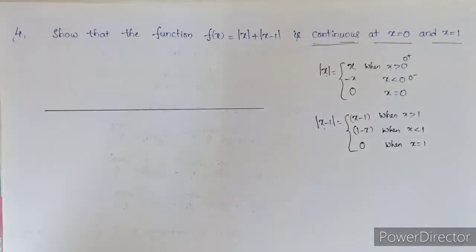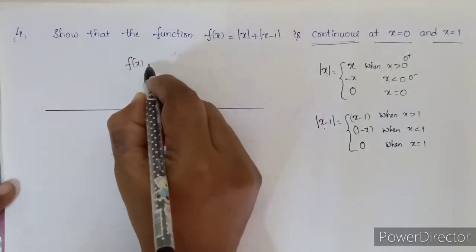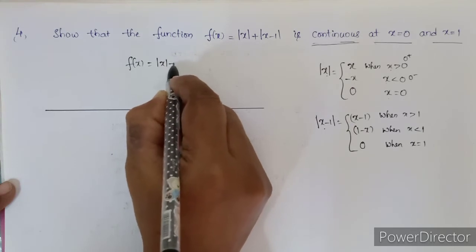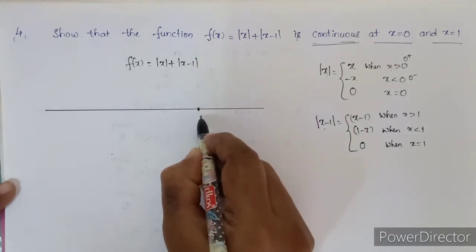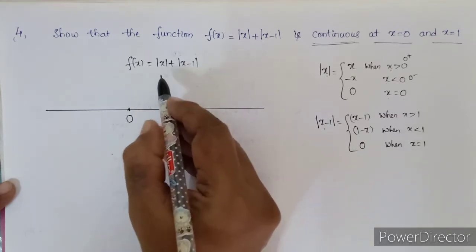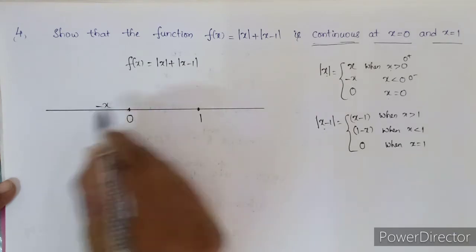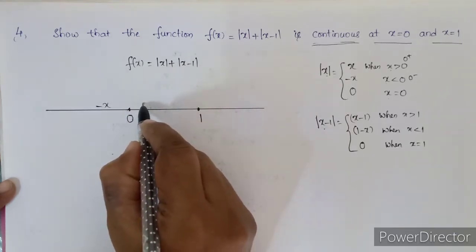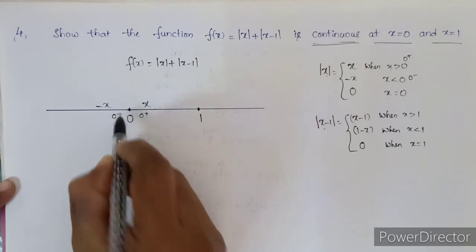f of x is equal to mod x plus mod of x minus 1. Suppose this point is 1 and this is 0. We are splitting mod x as minus x when x is less than 0 and mod x as plus x when x is greater than 0. This is 0 plus, this is 0 minus.